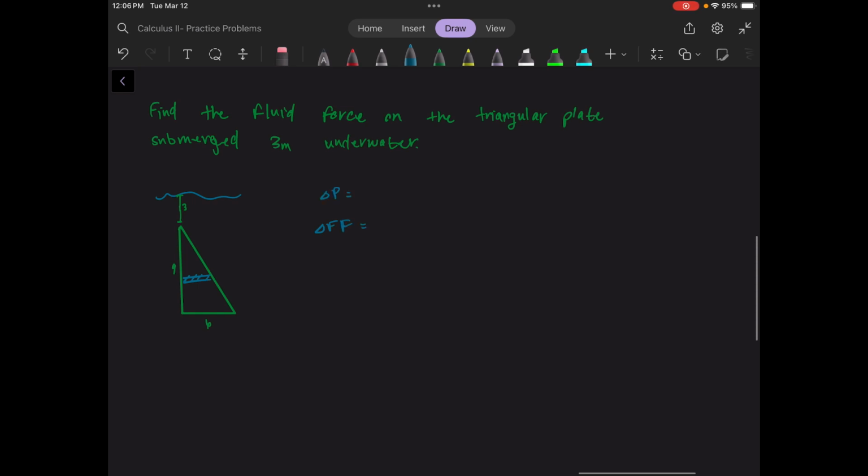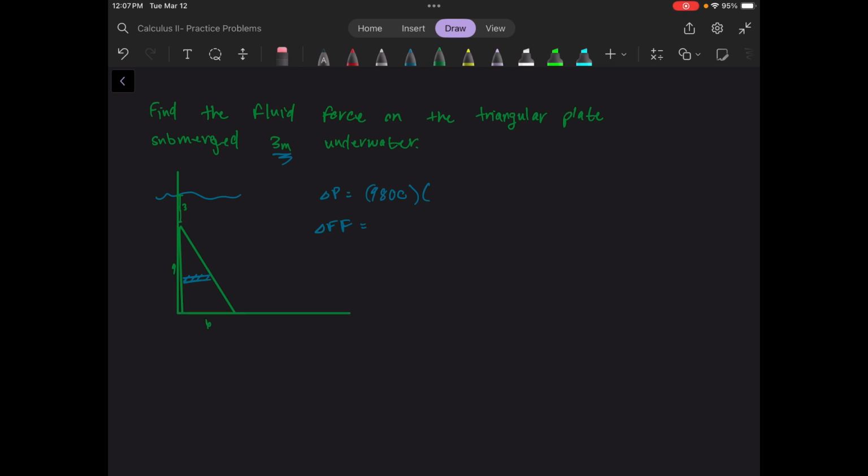So what is the pressure of this slice? Well, we are in the metric system, so it's going to be the weight density of water times the depth. What is the depth? It's the same kind of strategy. We've got to put this on an axis, right?